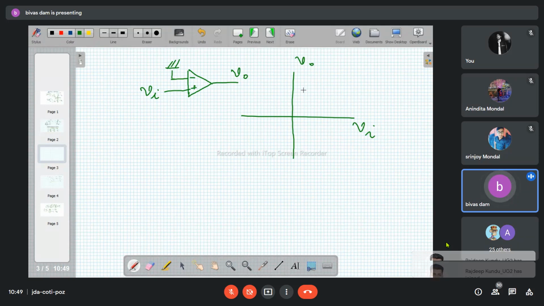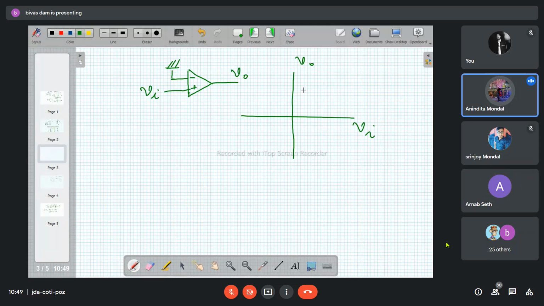What will happen to the output here? Plus V sat for greater than 0. Whenever my VI is positive, output is plus V sat. Whenever VI is negative, output is minus V sat. It will be something like this. So here the output is telling you the time instant when the input signal is crossing the zero line.